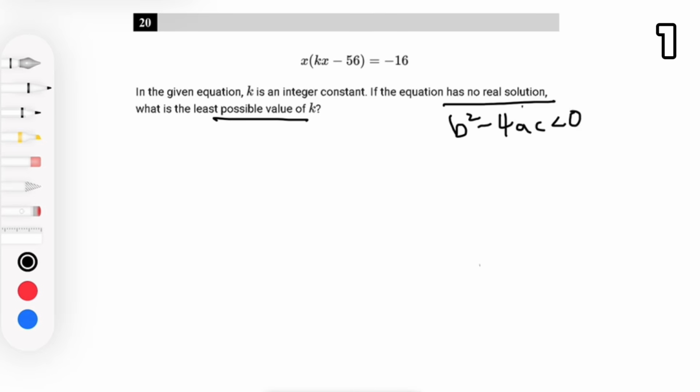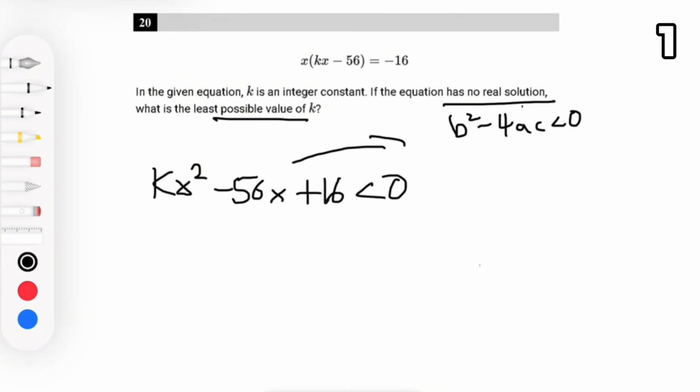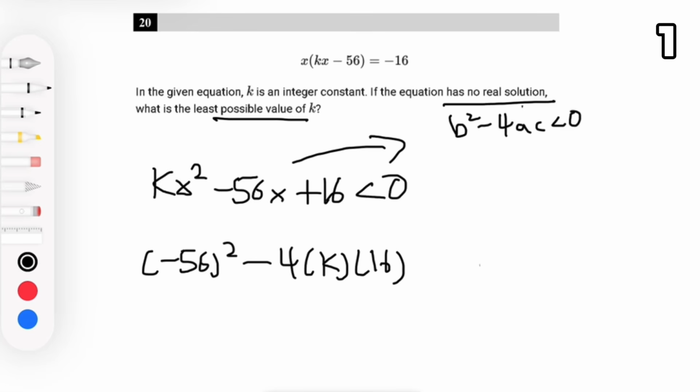Now we can distribute the x in our equation. So we get kx squared minus 56x plus 16 is less than 0. Now we can plug our values into the discriminant formula. So we get negative 56 squared minus 4 times k times 16 is less than 0. Now we can use our calculator, and we get 3,136 minus 64k is less than 0.